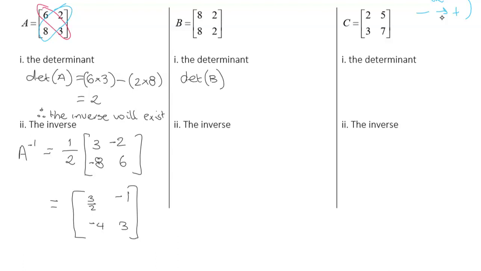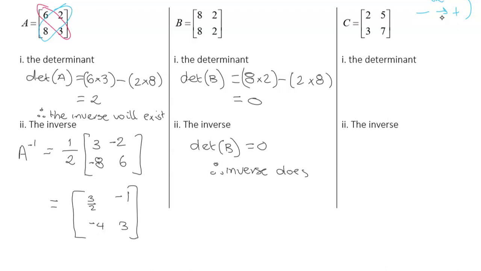Alright, let's have a look at determinant of B. So determinant of matrix B is going to equal 8 multiplied by 2, subtract 2 multiplied by 8. So if you have 16, take away 16, that equals 0. So you can say, when asked to find the inverse, determinant of B equals 0, therefore inverse does not exist. Cool, so that's that question finished.